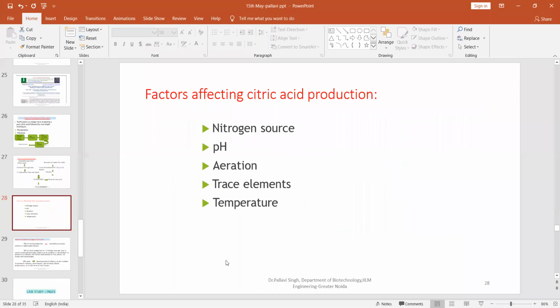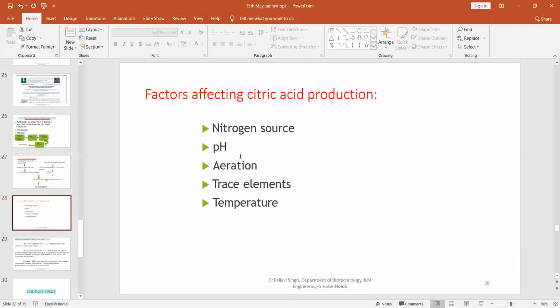Now, these are the factors that affect the production rate when you are producing citric acid. What is the nitrogen source? What is the pH? How much aeration are you supplying? What are the trace elements that you have added? And the temperature. So our conclusion was that at a pH of 1 and a temperature of 30 degrees, maximum citric acid was produced on orange molasses.